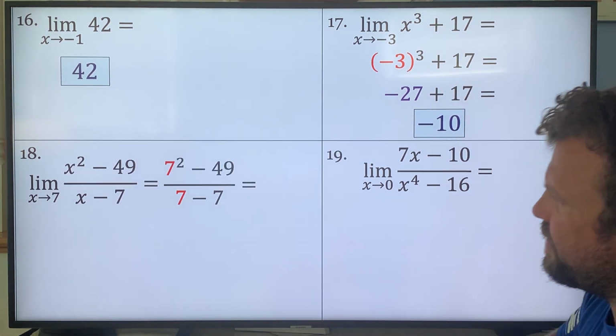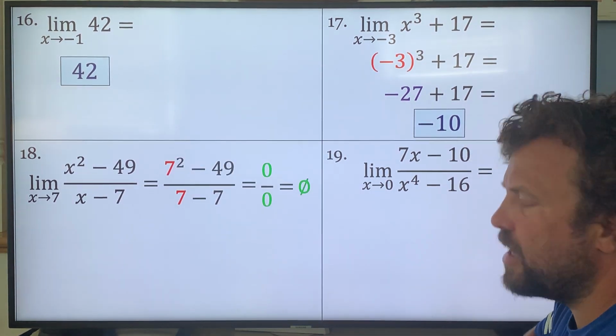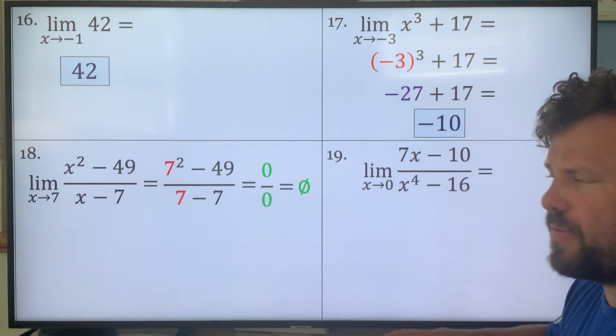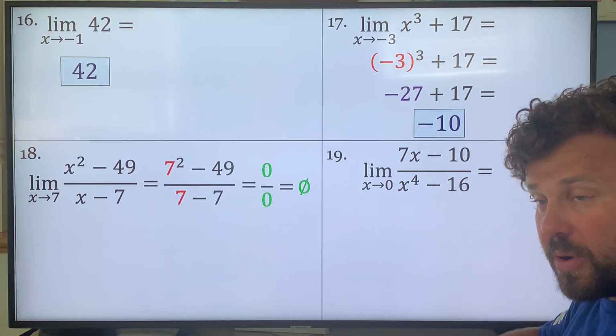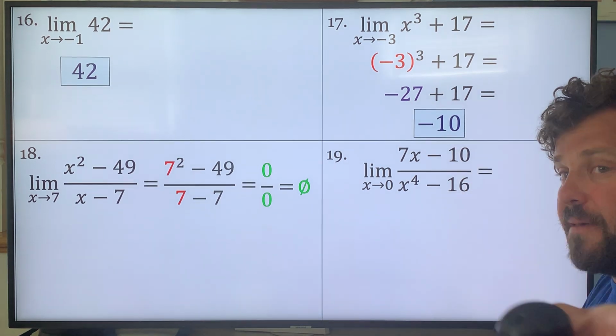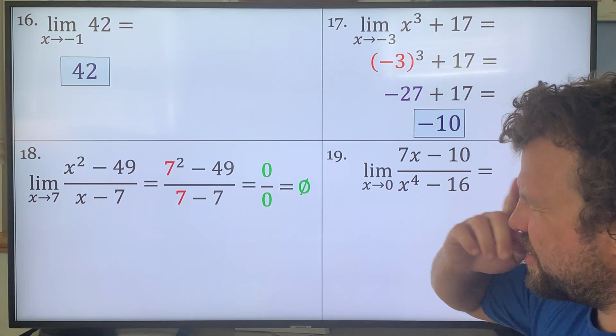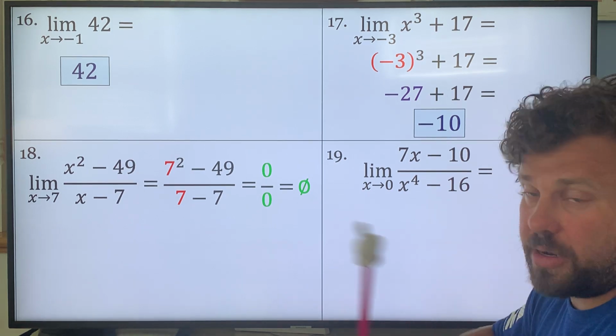Problem 18. Plug that 7 in. Uh-oh, you get undefined. Oh, I didn't want undefined as an answer, did you? So you know what you have to do? You can make your table if you want, or you could factor. You factor these tons, so you should be good at them.